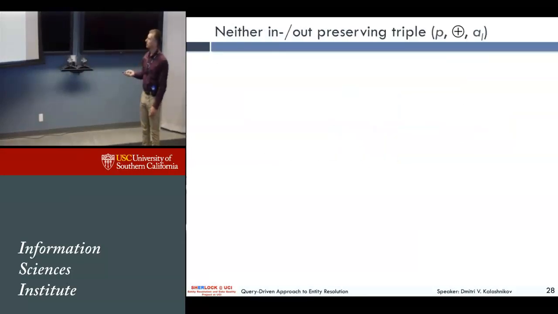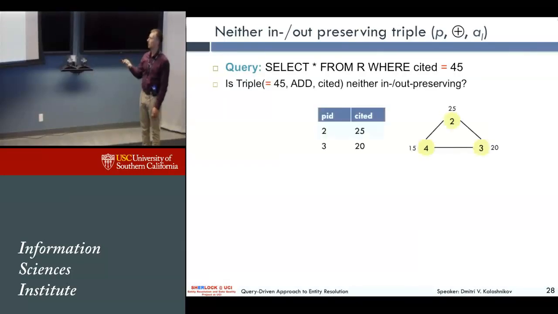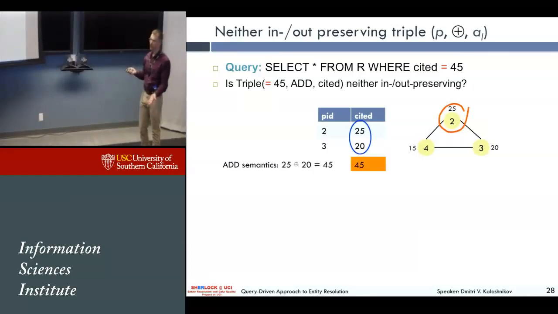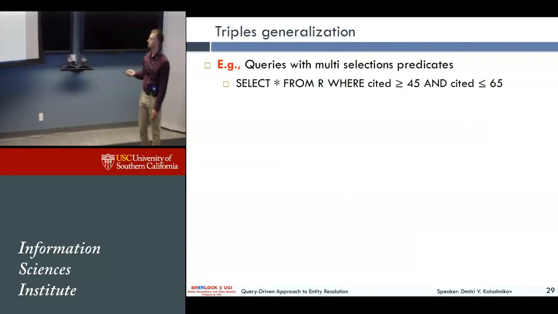An example of neither is equality. Give me all papers with citation 45, additive semantics, and cited attribute. You have an example like this: a paper with cited values 25 and 20. If you use additive semantics, 25 plus 20 is 45, so it's in. Then if you merge it with another one, 45 plus 15 is 60, so it's out. So it's neither in-preserving nor out-preserving.